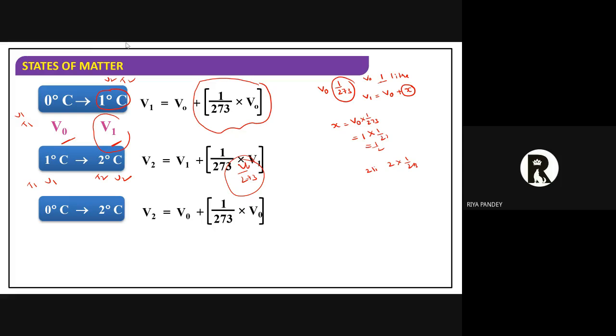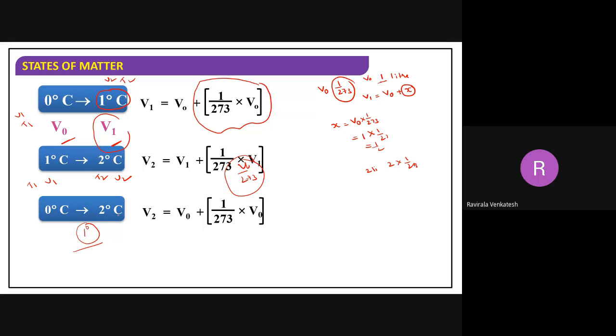1 by 273 into V0. 1 by 273 of what? The initial value is increasing here. Now, if you observe what happened, 0 degrees Celsius to 2 degrees Celsius here. What you are taking here is the initial temperature. I am not taking 1 degree Celsius over here. 0 to 2 degrees Celsius.